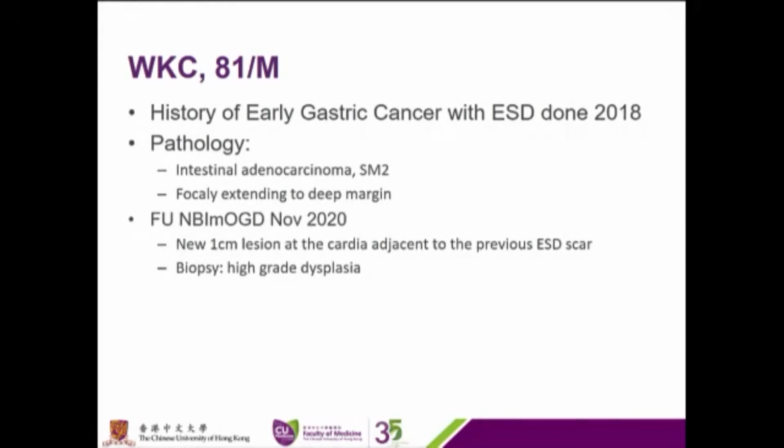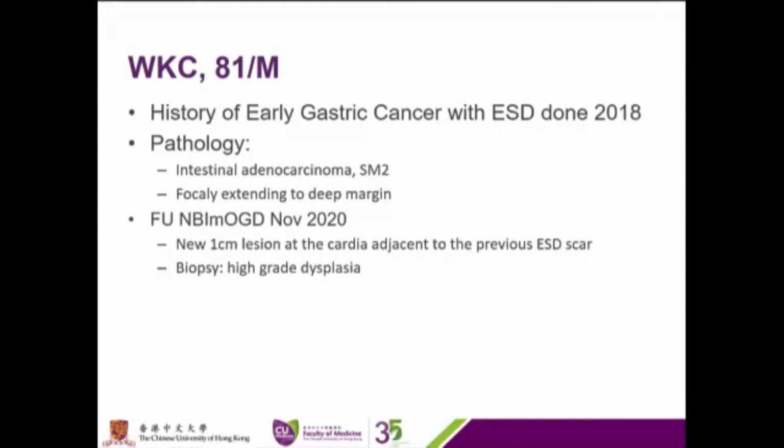Okay, so today's patient is an 81-year-old gentleman. He had a history of early gastric cancer with ESD done 2 years ago. Pathology showed intestinal adenocarcinoma with invasion to SM2, focally extending to the deep margin. At that time, he was a bit old, so he refused salvage gastrectomy.